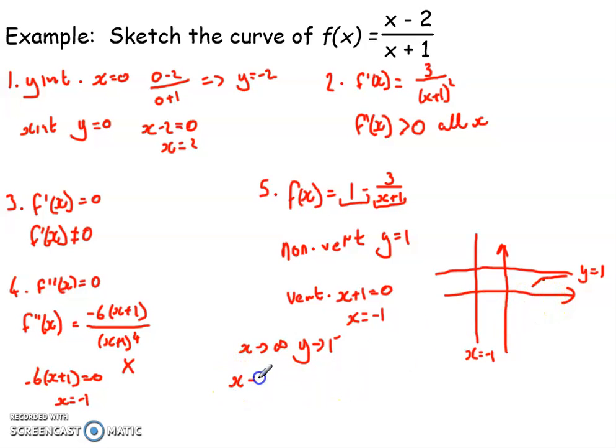If I then look at the other direction, x tends towards negative infinity, what's going to happen here is my x goes along this way.